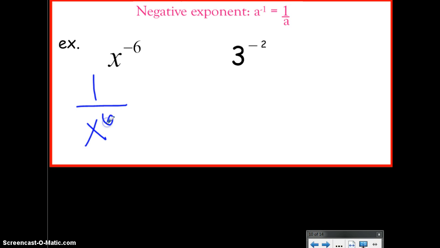So 1 over x to the 6. So this one would be 1 over 3 squared. It looks like an 11, but it's supposed to be a 1. And you know that 3 squared is 9. So it should be 1/9.